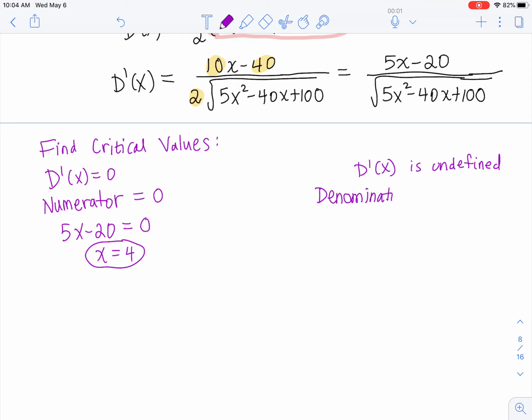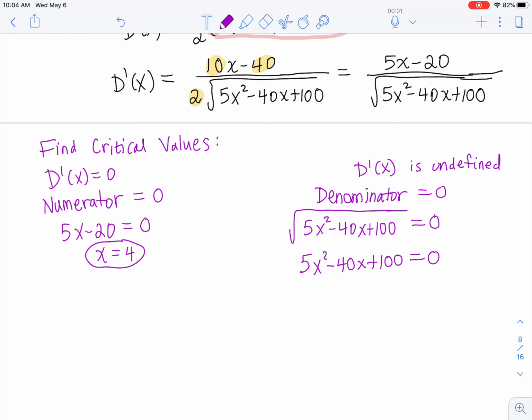So this is when the denominator is equal to 0. So what is the denominator? It's the square root of 5x squared minus 40x plus 100 equals 0. And if I square both sides, I will get 5x squared minus 40x plus 100 equals 0, right? But notice that this discriminant must be greater than 0. So, well, what am I saying? Let's just go ahead and solve for this x, okay?